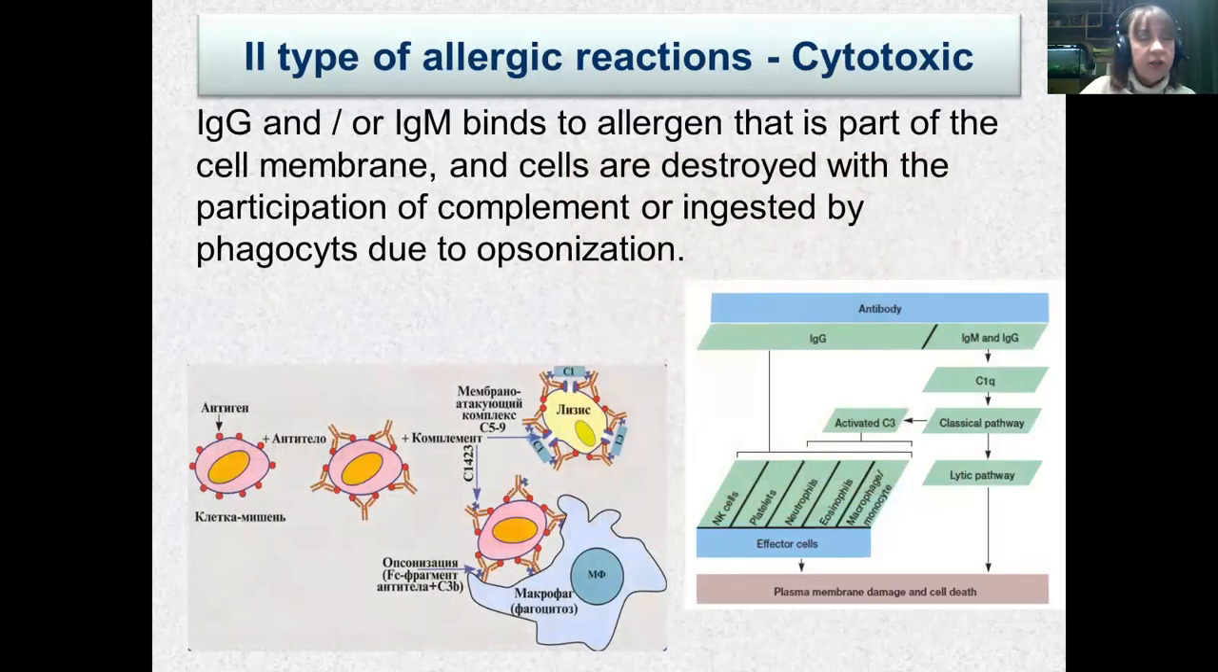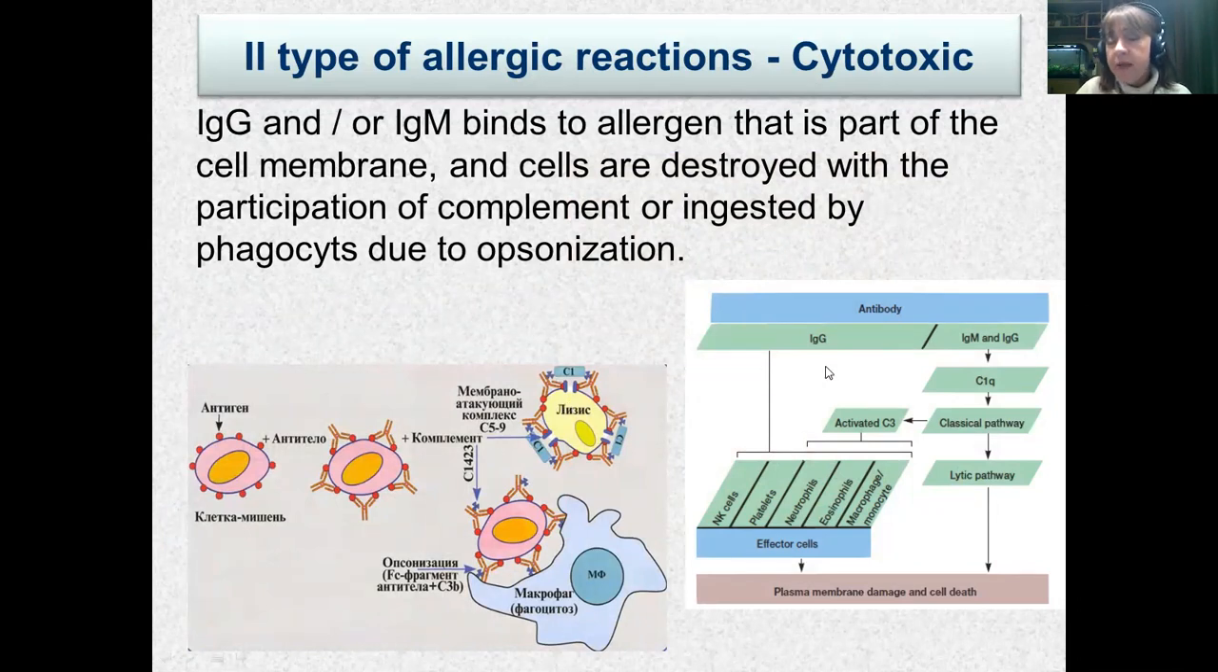The second type of allergic reaction is cytotoxic reactions. Immunoglobulins G and M participate in it. They bind with the allergen, which is a part of the cellular membrane, and if the antigen-antibody complex is present in the bloodstream, it induces the activation of the complement system, and the result is fast phagocytosis of this cell or lysis due to the membrane attack complex produced by this complement.